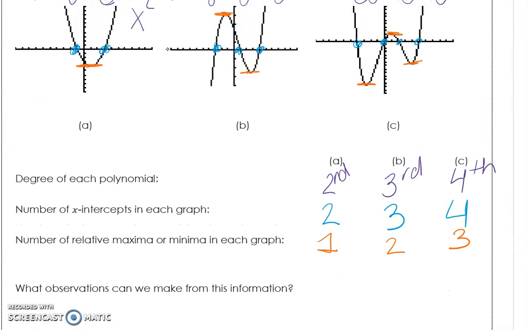So from this we can see that the number of x-intercepts in this case matched the degree, and the relative maxima or minima was 1 less than the degree or the number of x-intercepts.